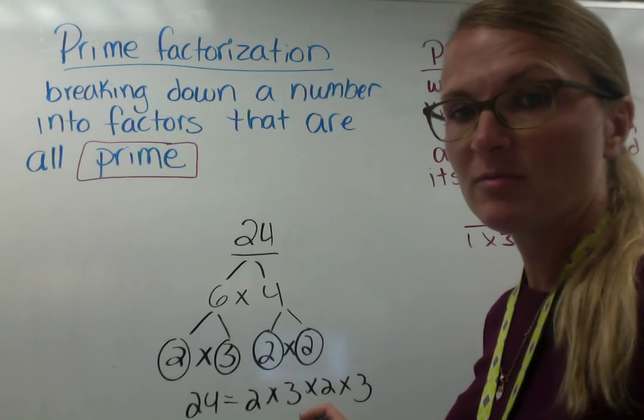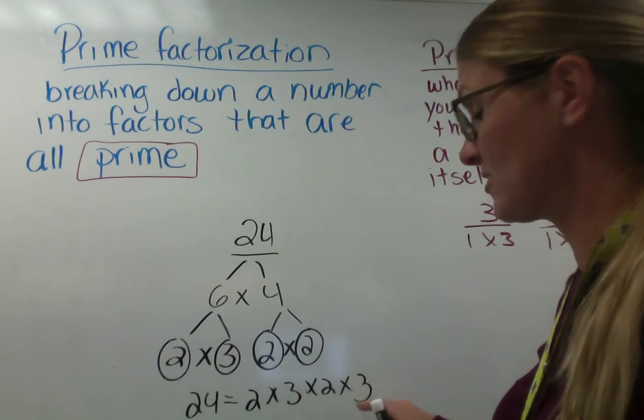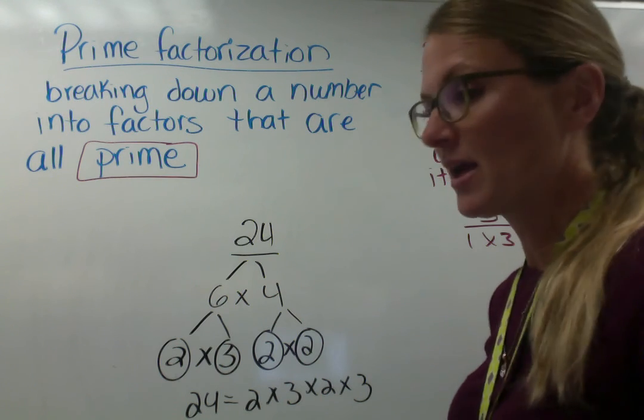And remember, with the commutative property, we could rearrange them. We could put all the 2's together. We could do 2 times 2 times 2 times 3, and it's still going to equal the same thing.